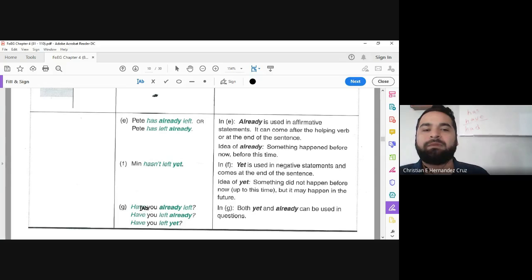Sentence G. Have you already left? Have you left already? Have you left yet? Both yet and already can be used in questions. You know, already can be used in different areas of the sentence, as you see here, and yet always goes at the end. Okay?